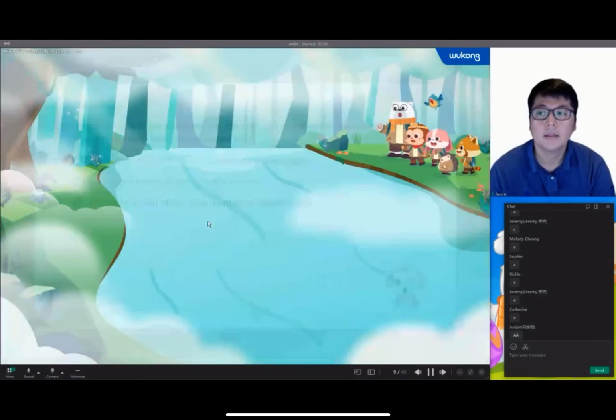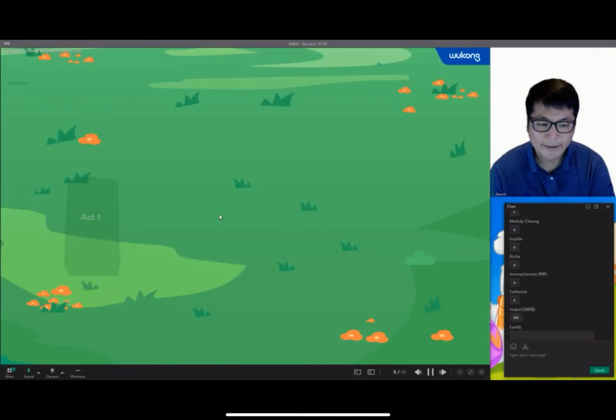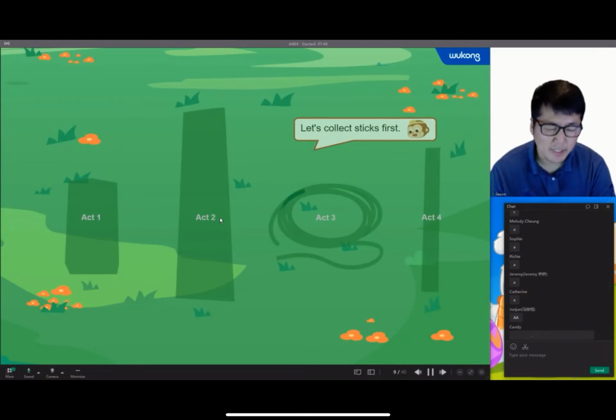And now, let's have a look. In order to make a raft, you will need 4 short sticks, 12 long sticks, and some ropes and a board. Okay, and now, these are the materials that we need. Let's collect the sticks first.